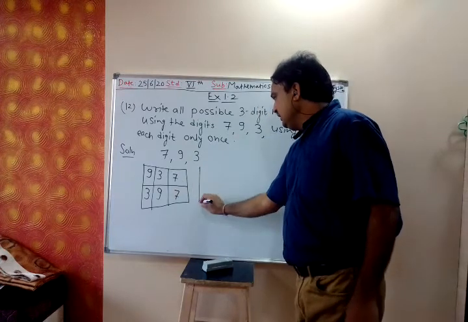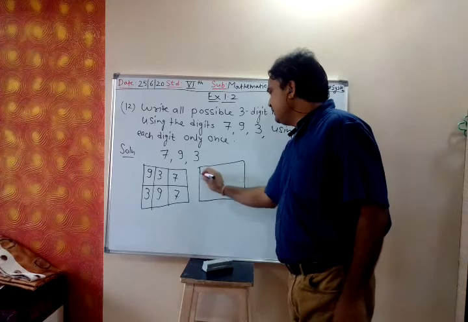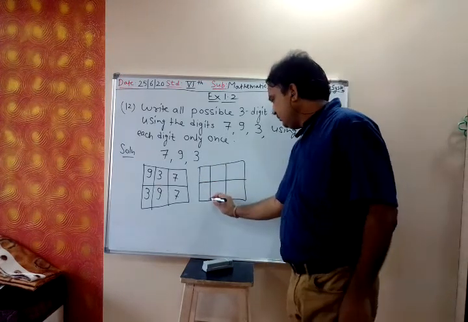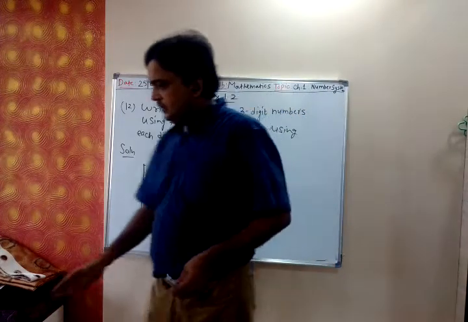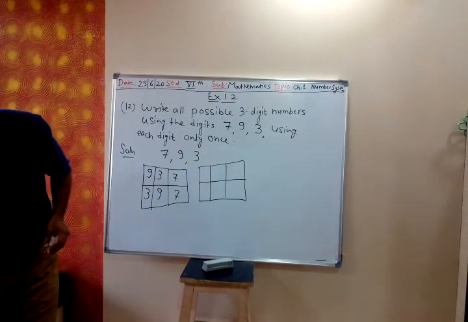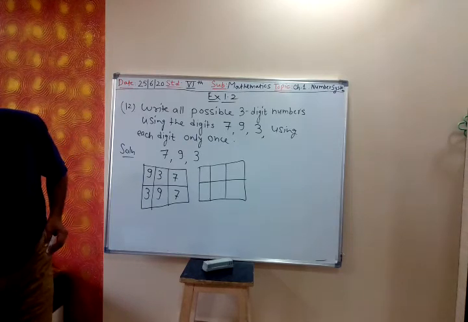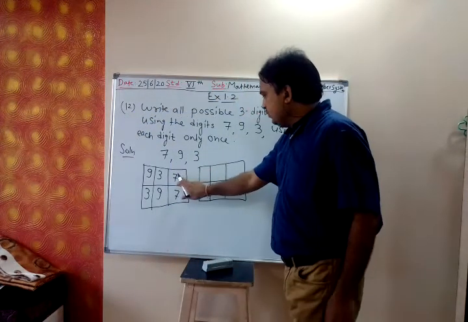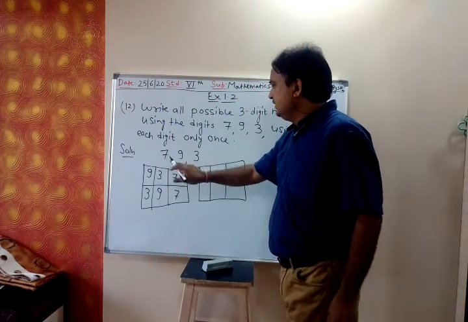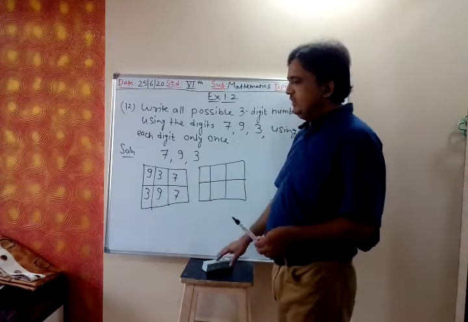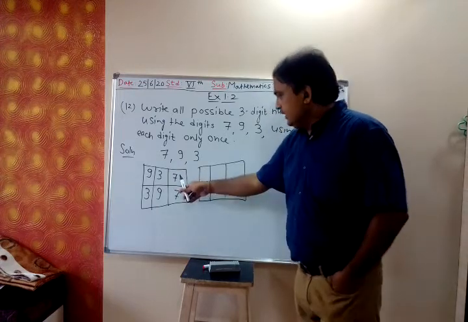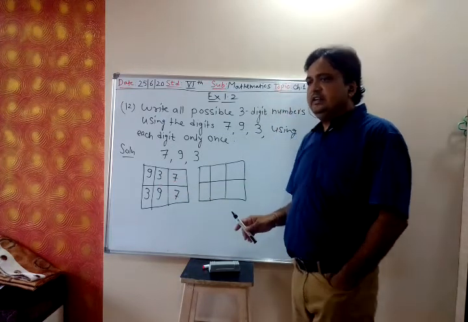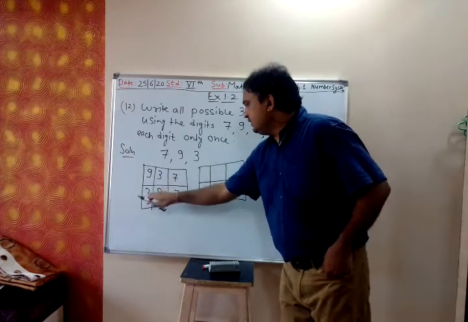Now another 3-digit numbers. Now first in ones place I will fix 7. Yes, now it is clear. When ones is fixed 7, digits left are 9 3, 3 9.